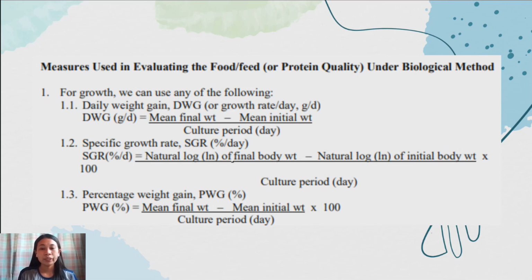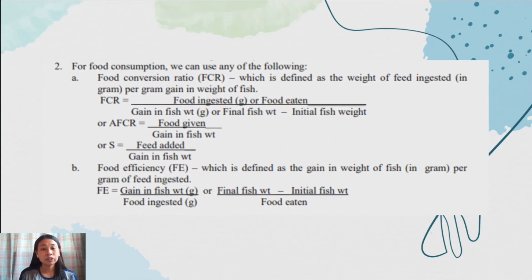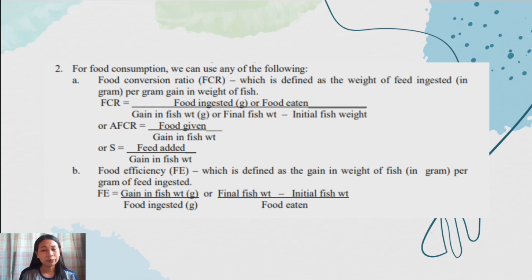For growth, we can use any of the following: either daily weight gain, the specific growth rate, or the percentage weight gain. For food consumption, we can use any of the following. First is the food conversion ratio, which is defined as the weight of feed ingested per gram gain in weight of fish, or food efficiency, which is defined as the gain in weight of fish per gram of feed ingested.